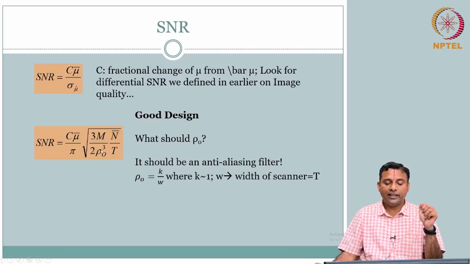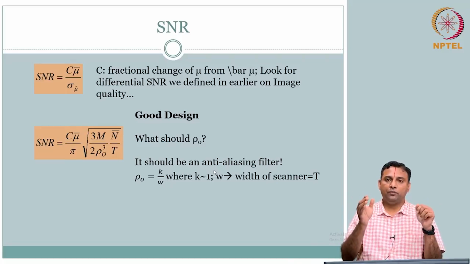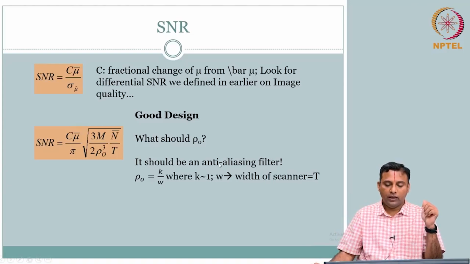So you could essentially design your cutoff so that it can serve as an anti-aliasing filter. So you cut off the highest frequency, whatever you want to allow, right. After that you digitize. So for your anti-aliasing filter, you can have your rho naught to be K by W, where W is the width of the scanner. If you can design it like this, then you can minimize at least the artifact and you can get a good signal to noise ratio. Okay. So that is fine.